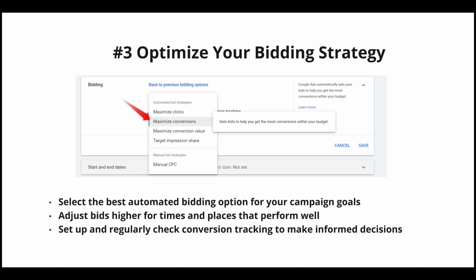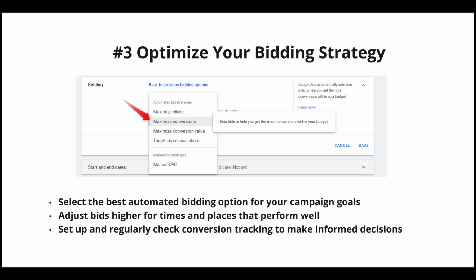So once you have enough data in your account, you want to turn on maximize conversions. After about 30 conversions in your account, you want to turn this on and ensure that Google's optimizing for the goals that you have as conversions. And you want to adjust your bids higher for times and places that perform well. So let's say, for example, you see that your ads are performing better at 12 o'clock in the afternoon. You want to increase that bid by, let's say, 5% at a time, so you can start showing up more at the time of the day that is performing better for you.